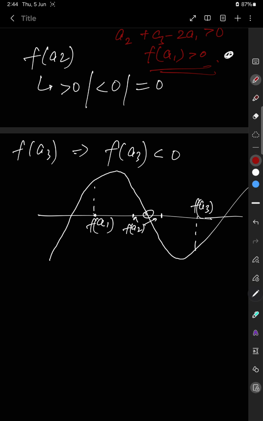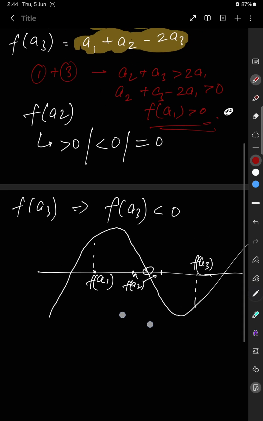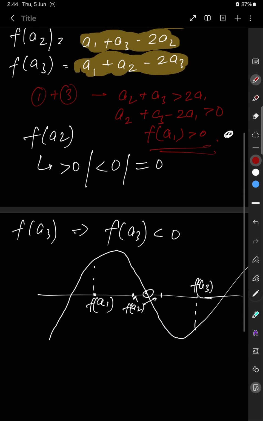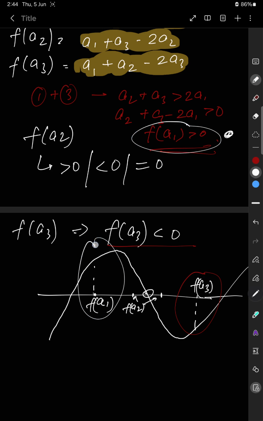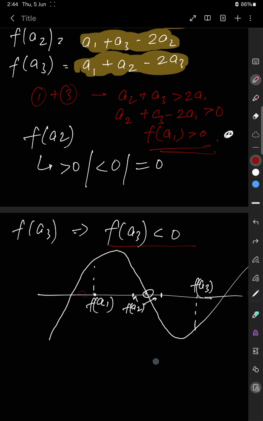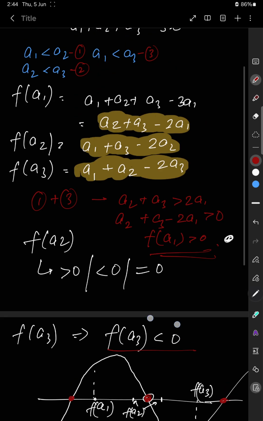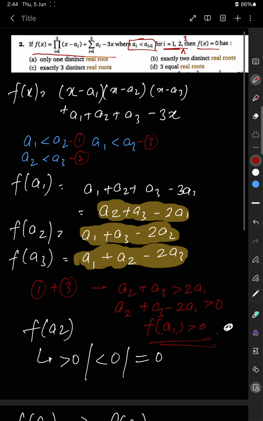So as we can see, all the conditions are fulfilled: f of a3 is negative, here it is negative, and f of a1 is positive, here it is positive. So we got that we have 1 root, 2 root and 3 root. So as we can see, option C would be our correct answer.